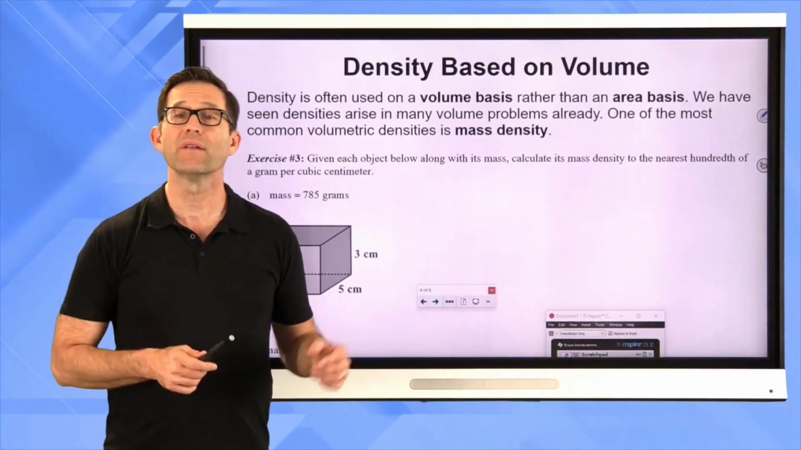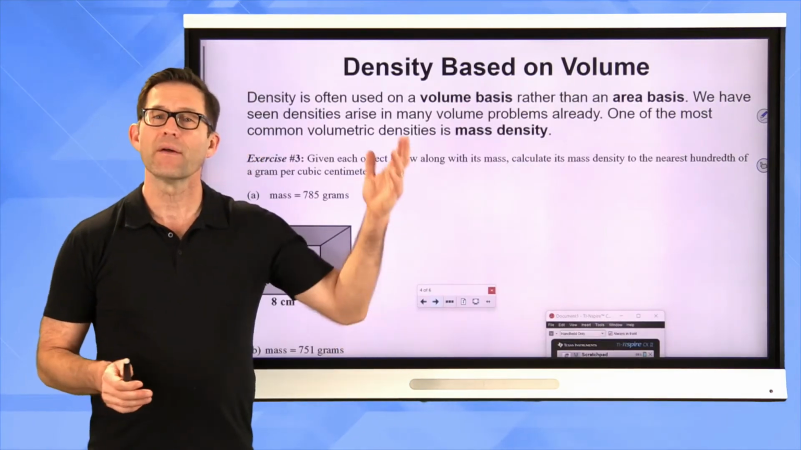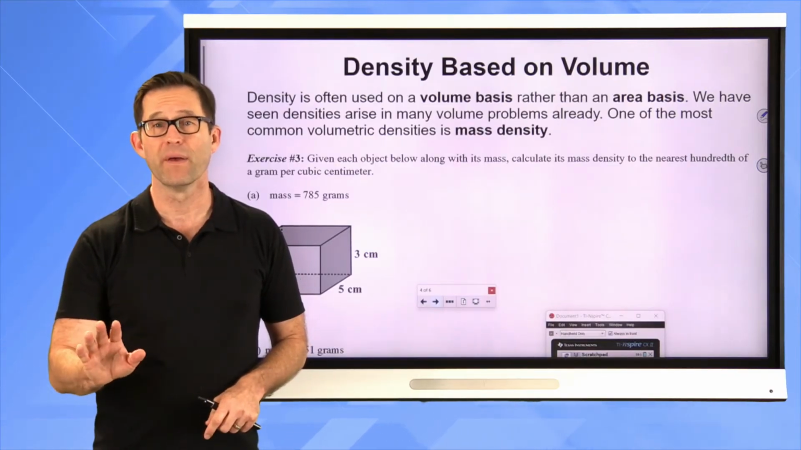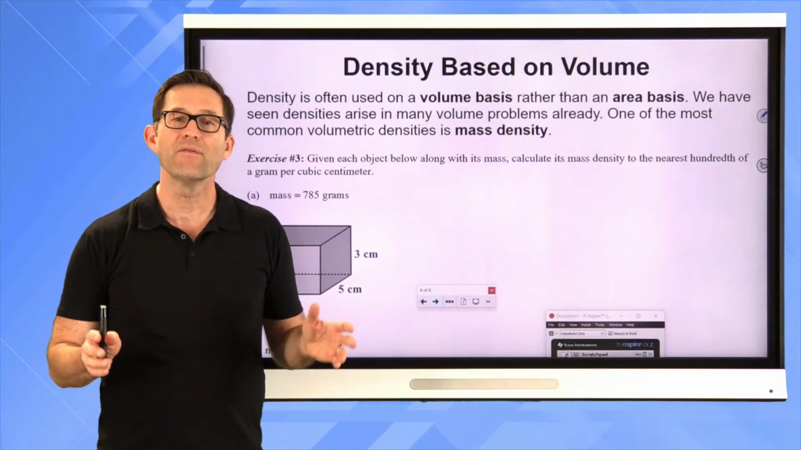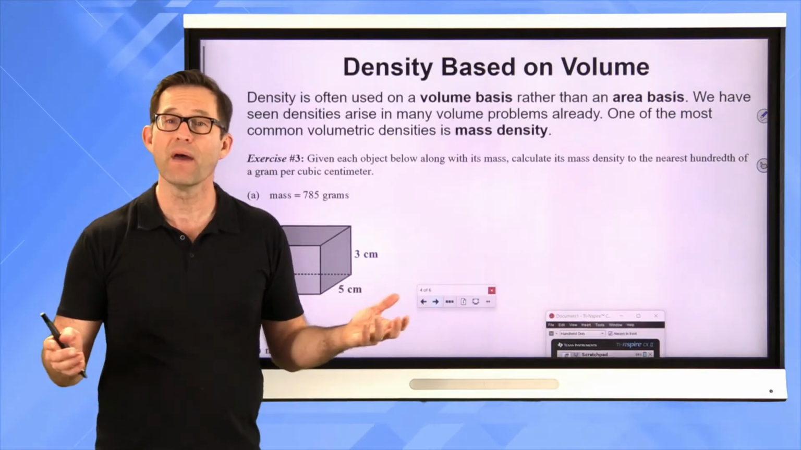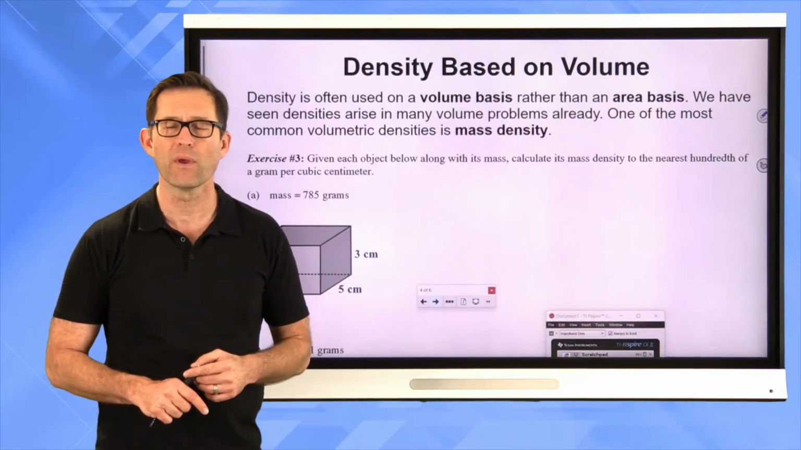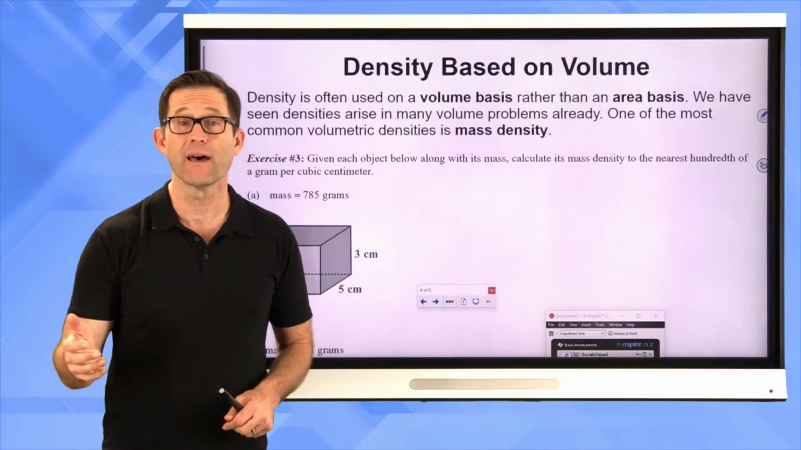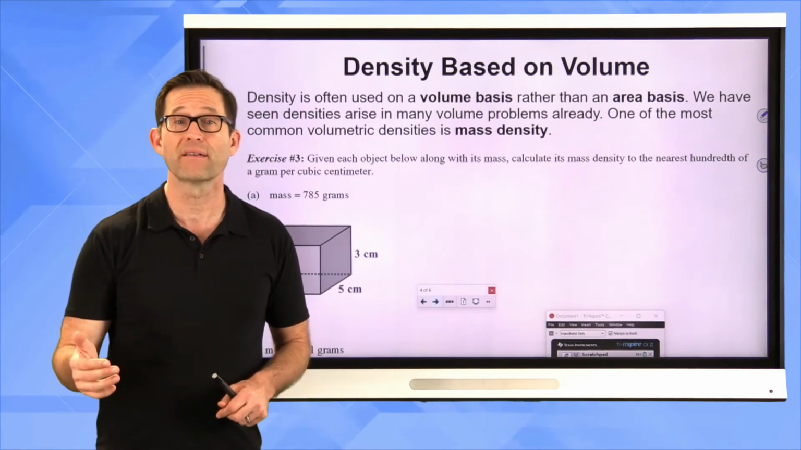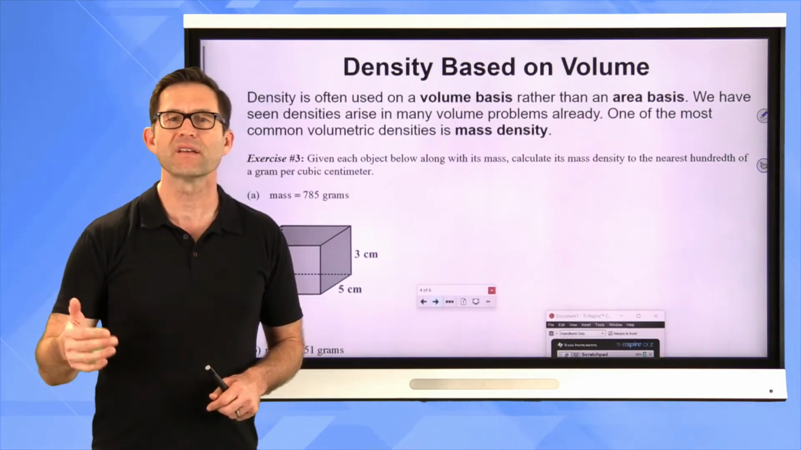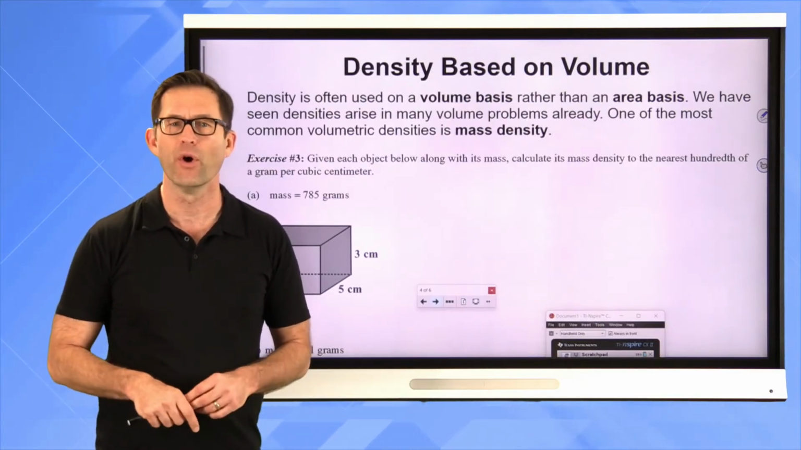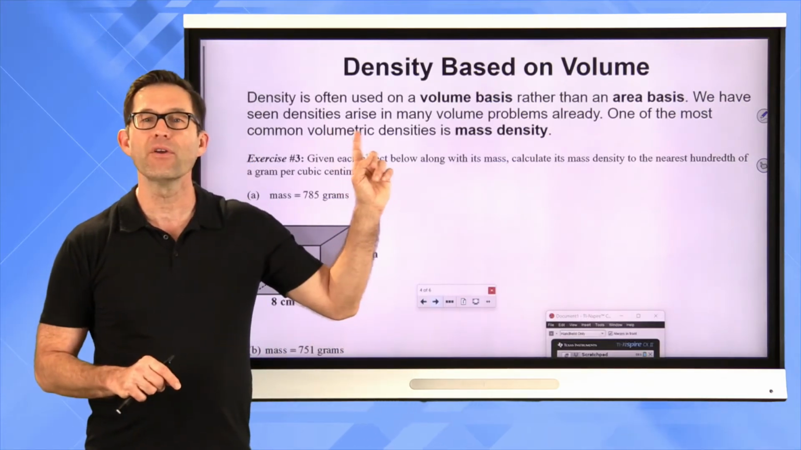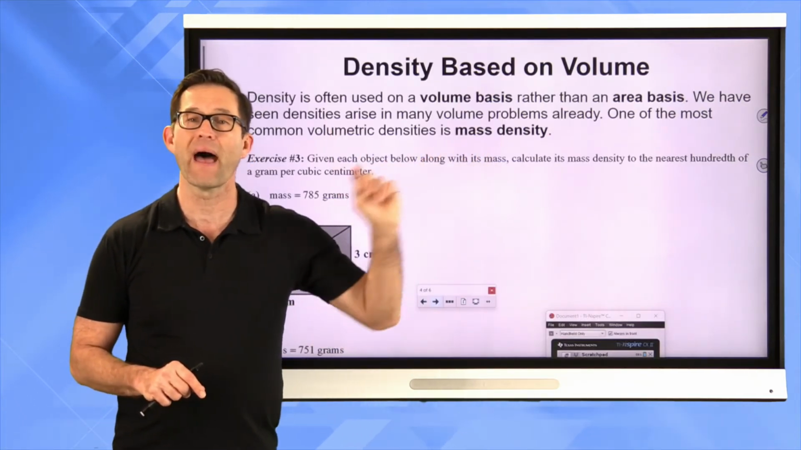But we can also look at density based on volume. Now, density is often used on a volume basis, far more than on an area basis. And we have seen densities arise in many of the volume problems already, right? We had a problem with I think it was a grain silo or something, where we literally said that the corn can be packed in at a density of something like 16 pounds per cubic foot, all right? Now, one of the most common volumetric densities is what's called mass density.